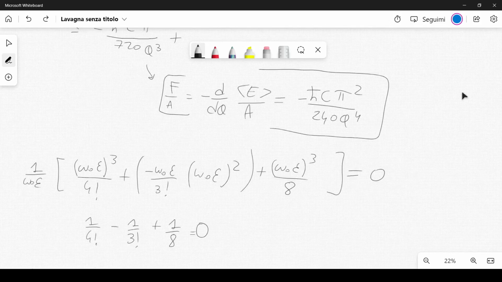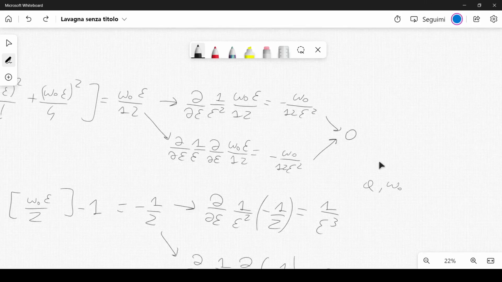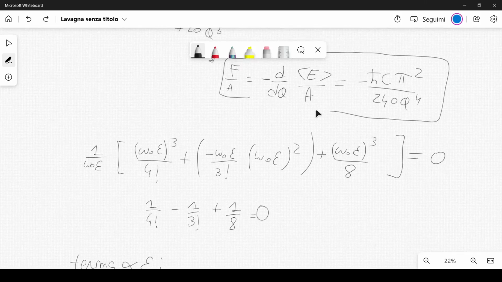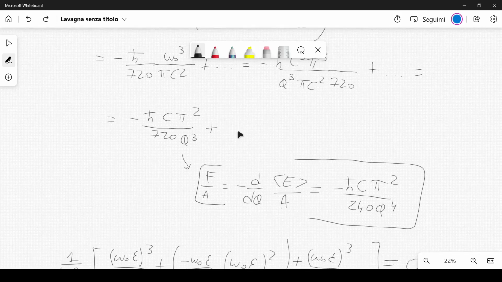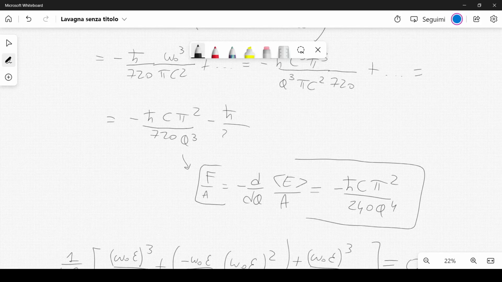We have h bar. Let me go back in here. We have minus h bar divided by 2 pi, sorry, c squared, and then we have 1 over epsilon cubed. This is the term. Remember that as epsilon goes to 0, this term will diverge.